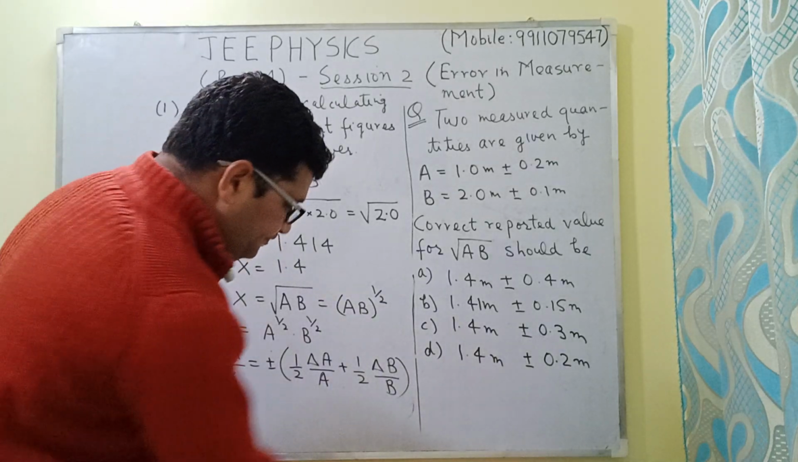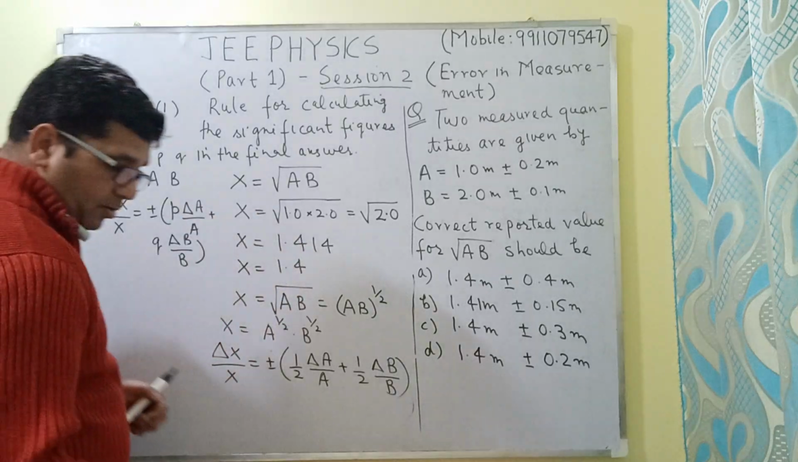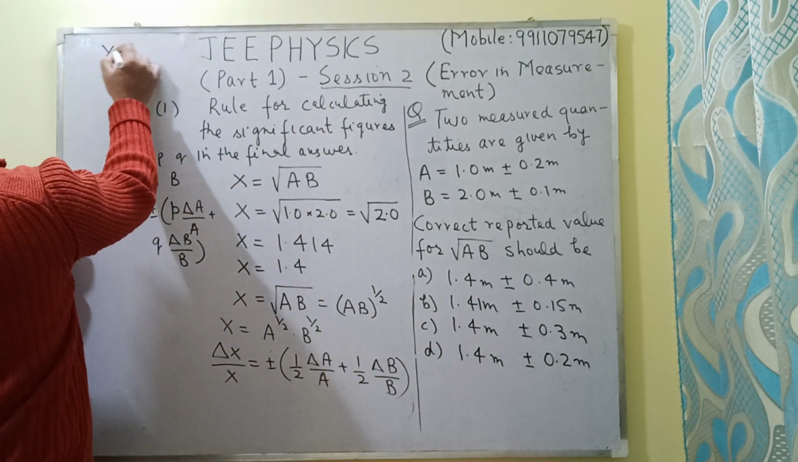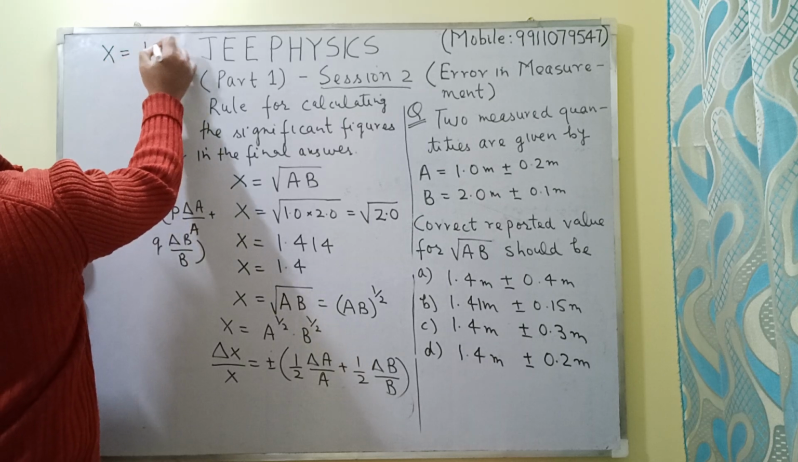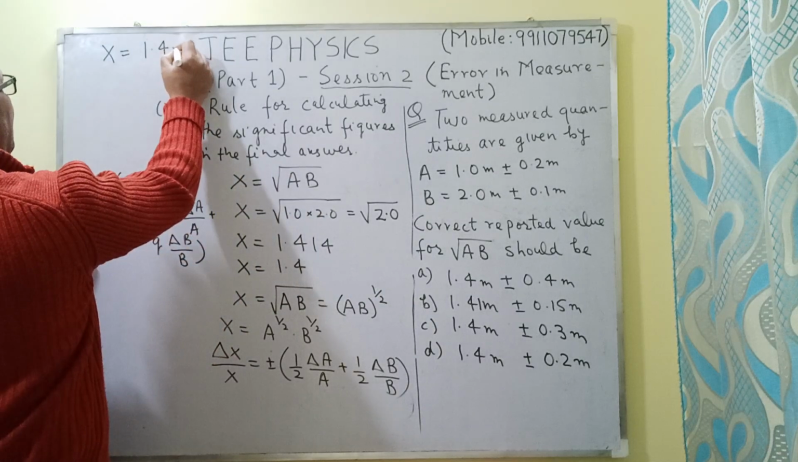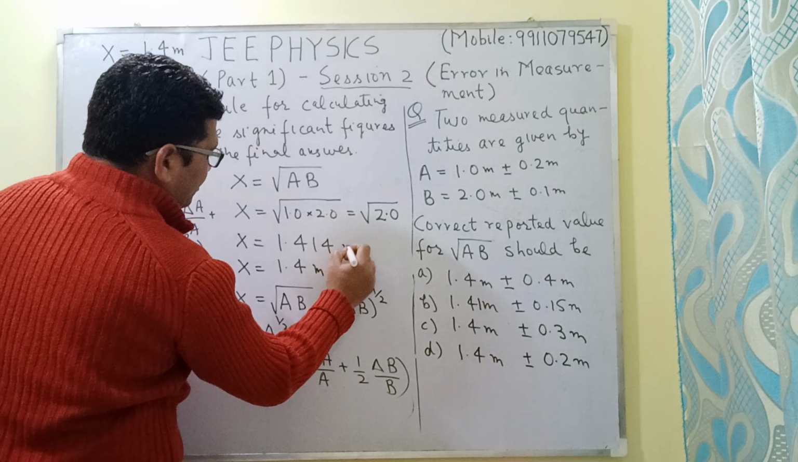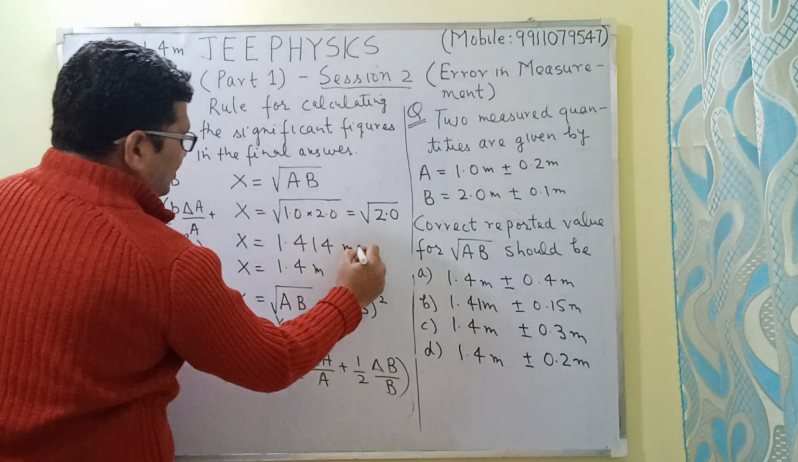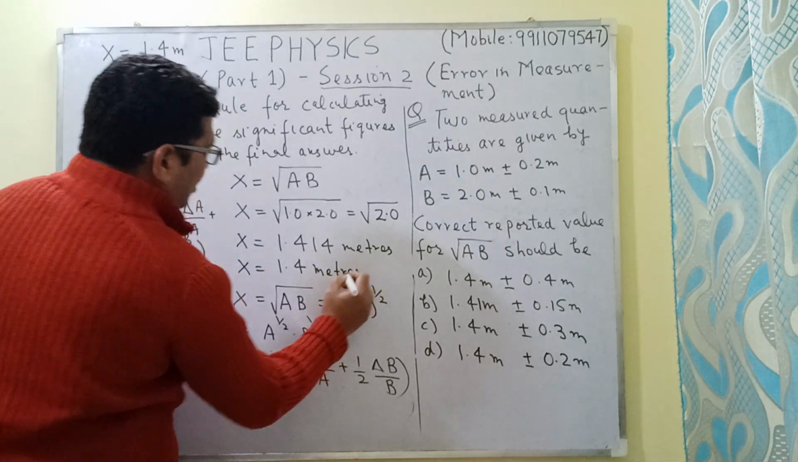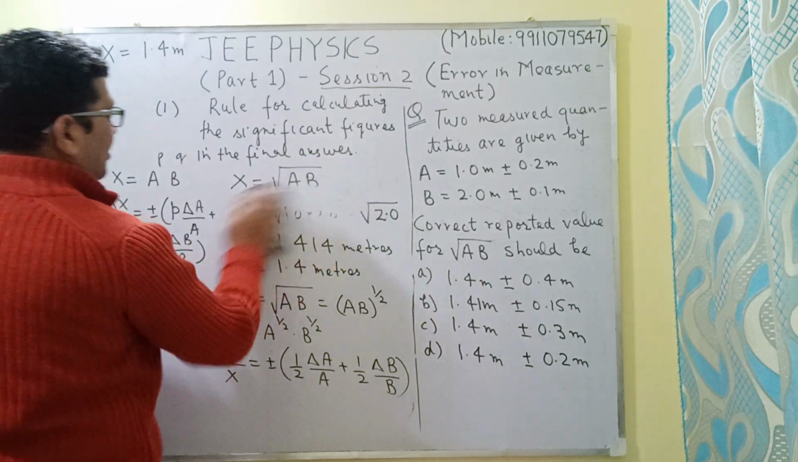Now I have already calculated the value of x here, so I will now just write this x as 1.4 meter, that is, x is equal to 1.4 meter. This is in meters. So I have written this value on the top of this board, and now I will be rubbing it.